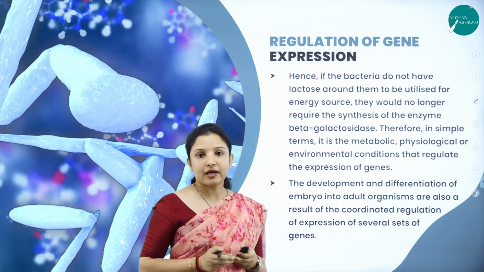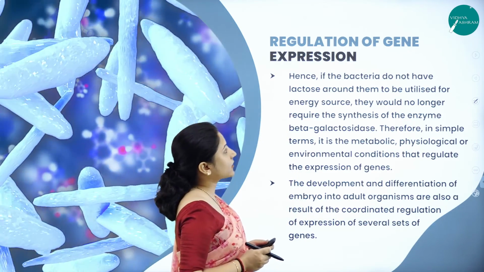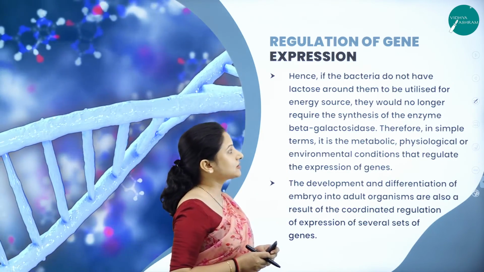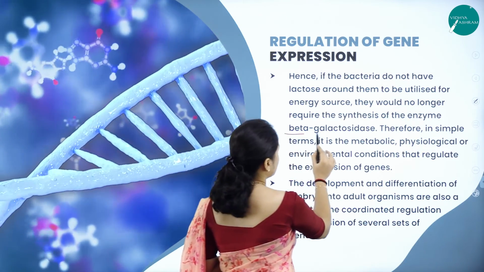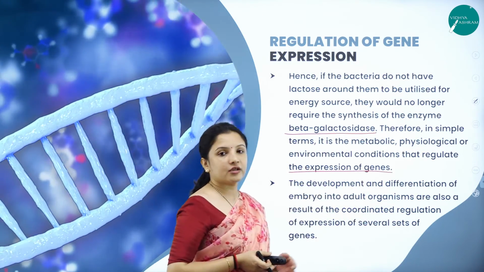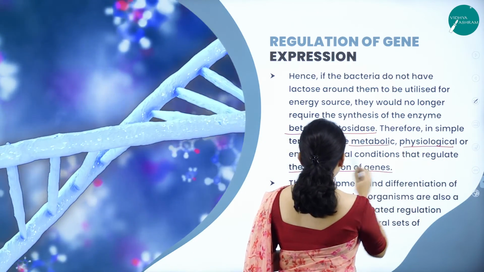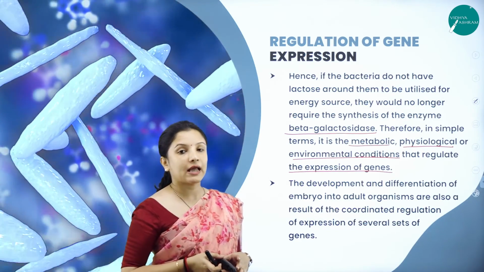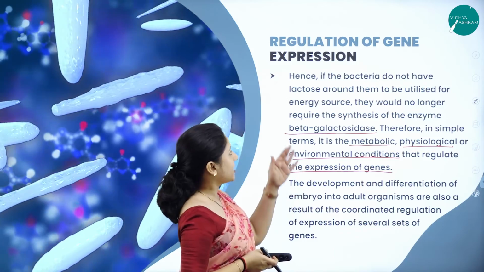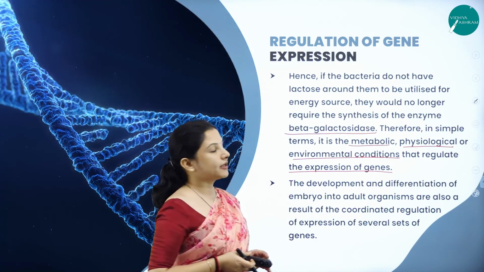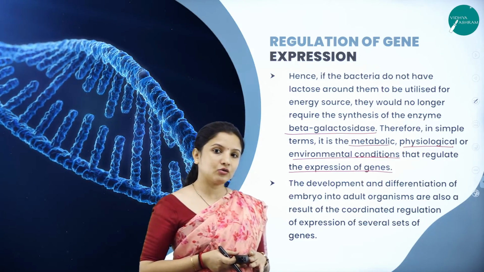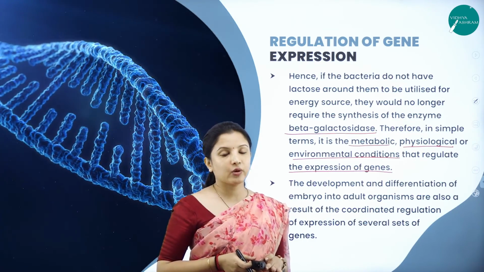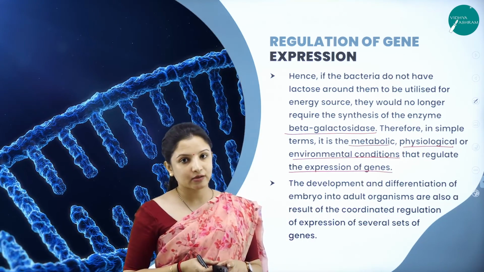Hence, as I told you, if the bacteria do not have lactose around them to be utilized for energy, they would no longer require the synthesis of the enzyme beta-galactosidase. So therefore, it is the metabolic, physiological or the environmental condition that regulates the expression of the gene. So therefore, lactose is the one that provides the energy. It is the energy source that is utilized by the bacteria. And if that lactose has to be utilized as an energy source, beta-galactosidase enzyme is needed, wherein the lactose gets converted into galactose and glucose.